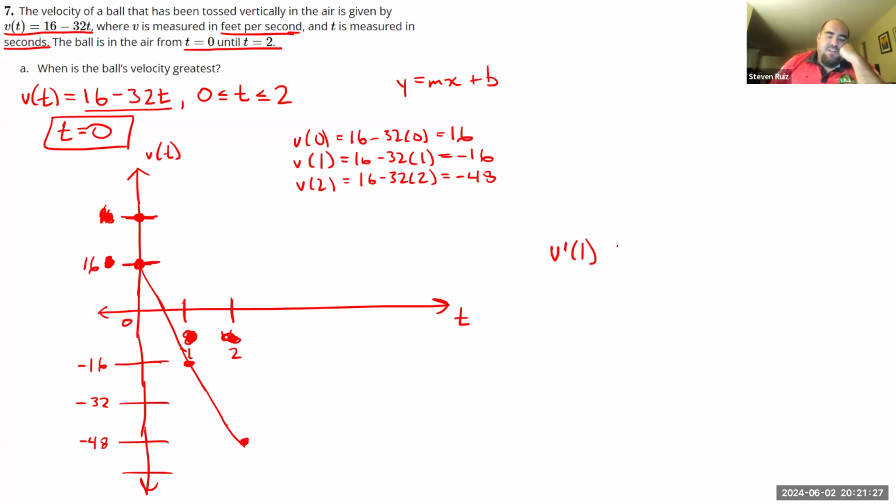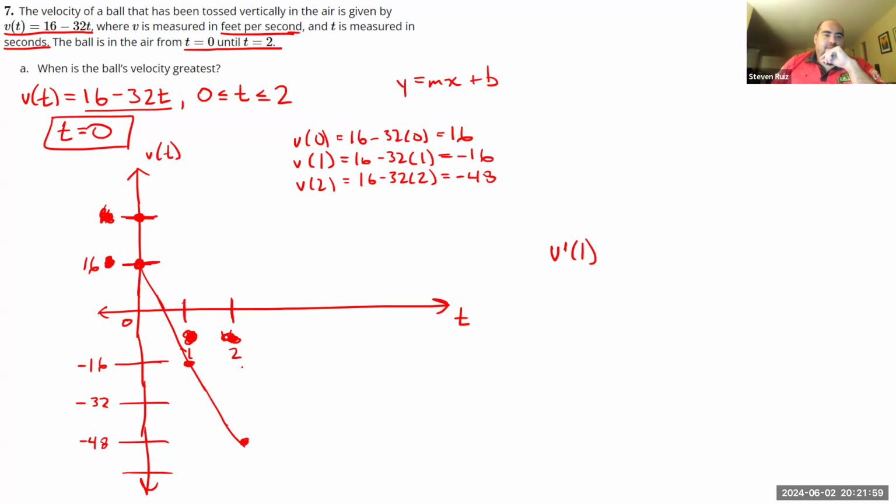We ask this question a lot: how is a function related to its derivative, especially when we're looking at a graph? I know that the derivative tells me the slope of a tangent line. So let's look at what the tangent lines are going to look like for function v. Well, v is a line. So what are the slopes on that line going to be? They're always going to be whatever the slope of that line is. So what is the slope of this line? We said it was negative 32.